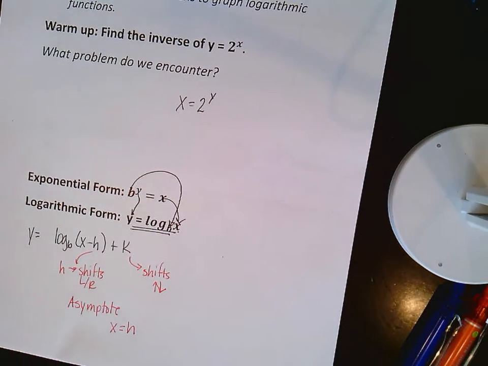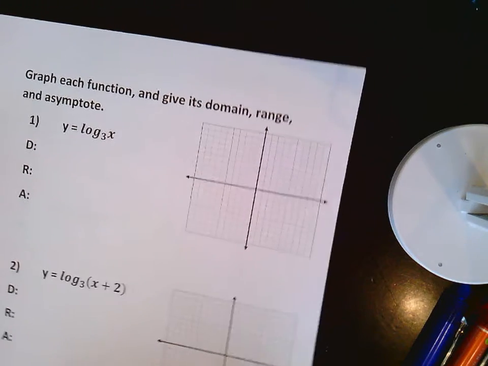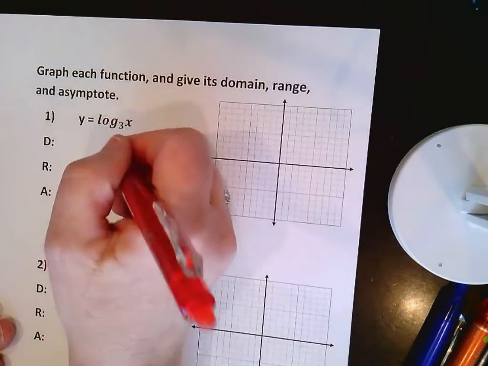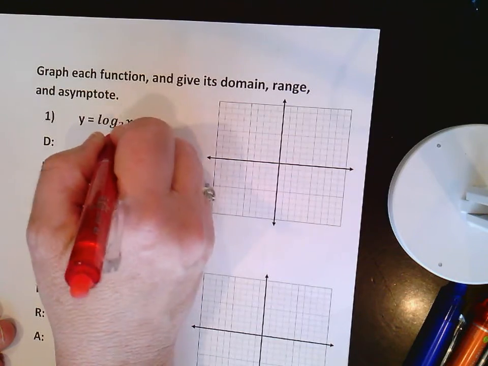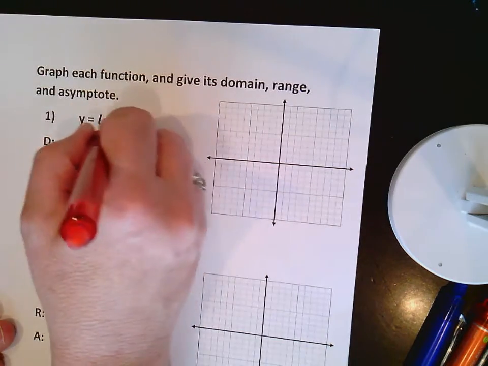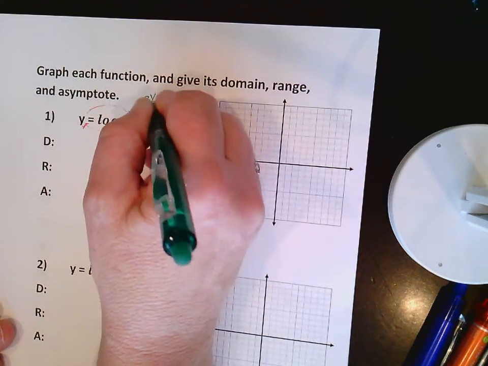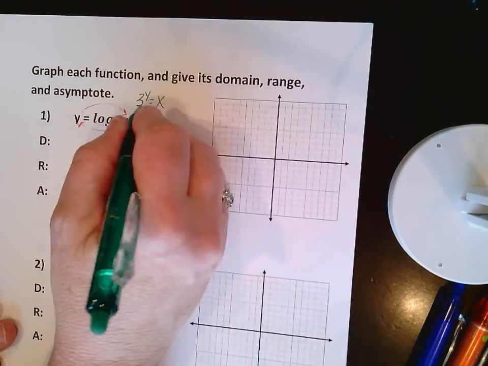Okay. So the best thing to do is just start working through some of these. So I'm going to come over here. And we have y equals log base 3 of x. And remember, log base 3 is the same as 3 to the y equals x. And I like to do around the world. So 3 to the y equals x is the same thing as y equals log base 3 of x.